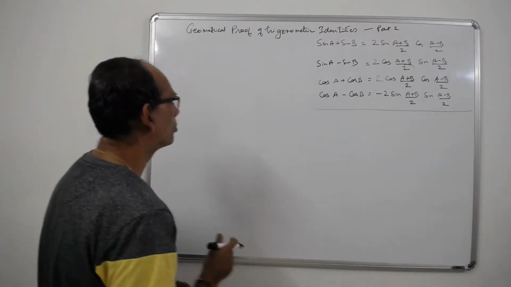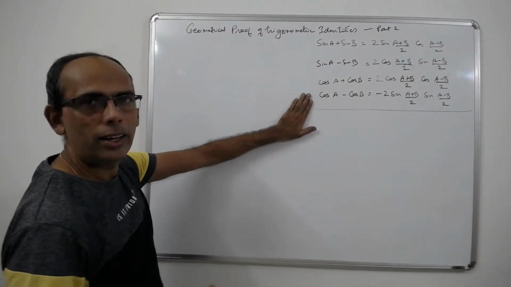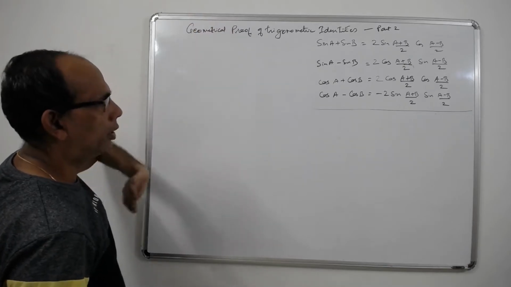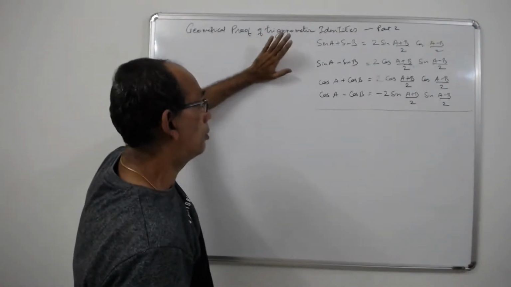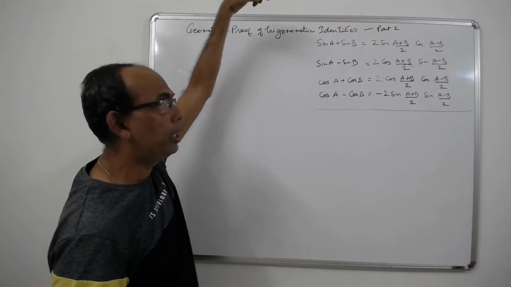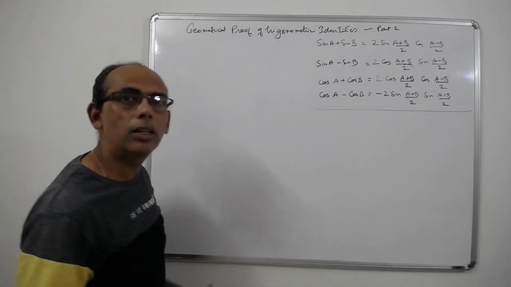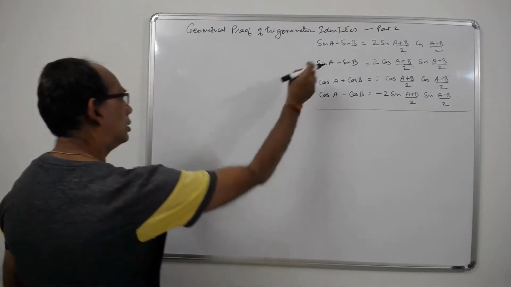Let's get started. These are four different identities we are going to do geometrically. Earlier we have done 6 identities. The video part 1 is already there; the link is given in the comment box, please check. We are doing the next one.